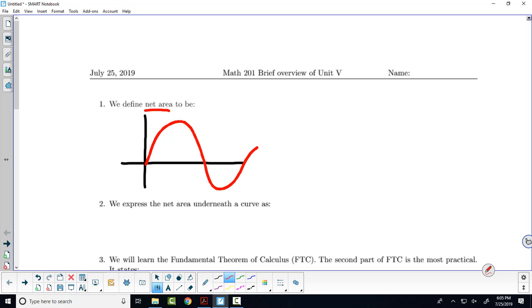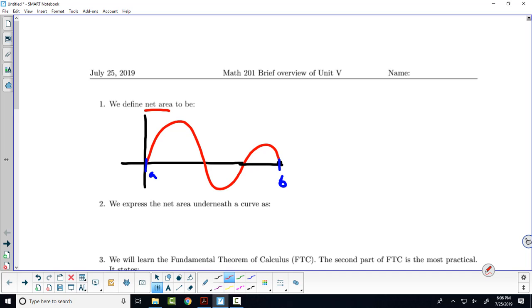So suppose we have this function right here, and let's say we've got this function between a and b. And so we want to talk about, well, how do we find the net area between the curve and the x-axis? So I want you to think about that word net just a little bit.